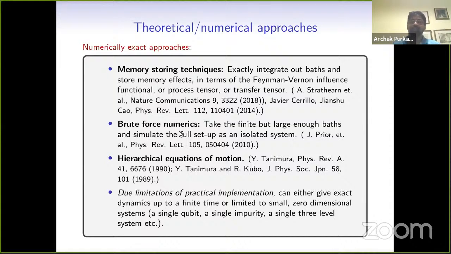And then the other thing is the most naive thing you can do. Say that I cannot simulate a bath in the thermodynamic limit, but I can take a finite but large enough bath and do a brute-force simulation. This is one work which is like that. And then there is something called hierarchical equations of motion, which is again exact, but again requires more and more computational resources. Due to limitations of practical implementation, all of these techniques can either give dynamics up to a finite time, or are limited to small systems, like zero-dimensional systems such as a single qubit, single qutrit, and so on. All of these techniques are like that.